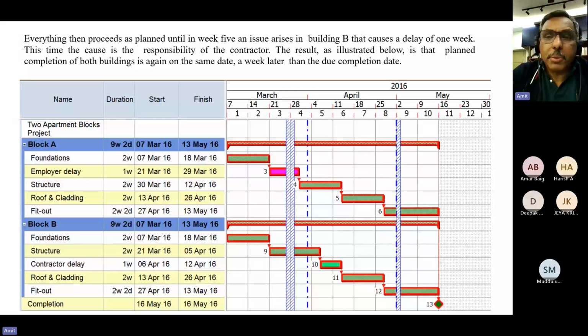Now let's suppose everything proceeds. After that, there is a delay of 1 week in building B, which is because of the contractor. His labor does not come in time. Now, all that has happened is that the contractor has used his float in building B, which has been created because of the employer variation, employer ordered variation. No delay again. Absolutely no delay.